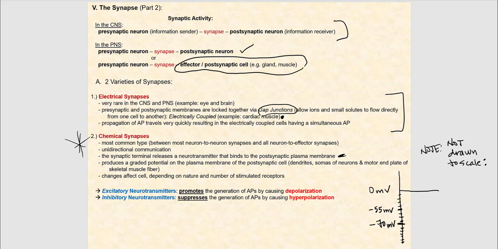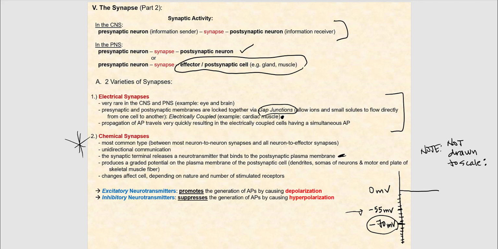All right, now we have what's called excitatory neurotransmitters versus inhibitory neurotransmitters. So what's the difference? Excitatory neurotransmitters promotes the generation of an action potential by causing depolarization. All right, so how does that work? Well, let's see. So I drew this graph, and here is my negative 70 millivolts. Once again, my resting membrane potential and threshold potential, negative 55.